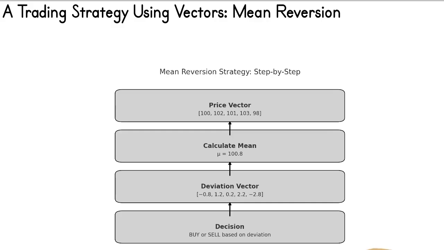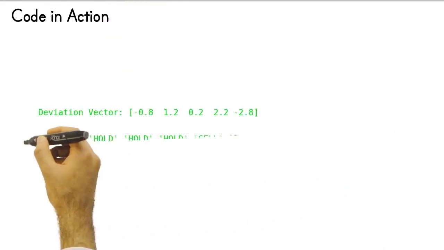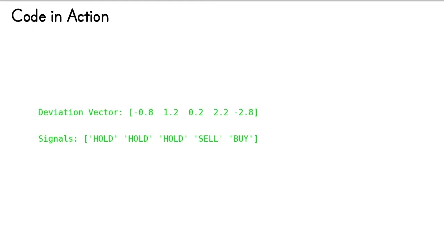Now comes the decision step. If the deviation is greater than a certain threshold, we sell. If it's much lower, we buy. Just like that, the model uses vector math to guide trading decisions, clean, fast, and loop-free. The whole strategy works with simple vector operations, no loops required.